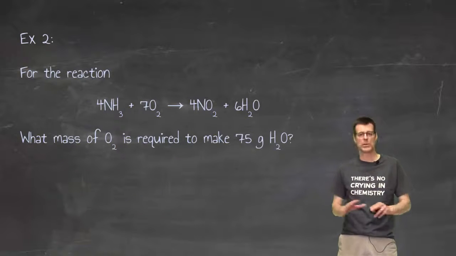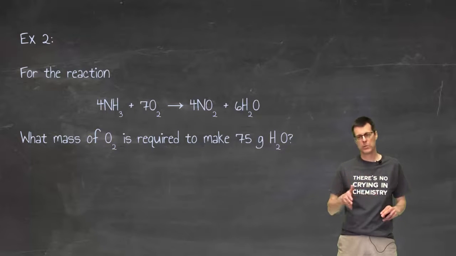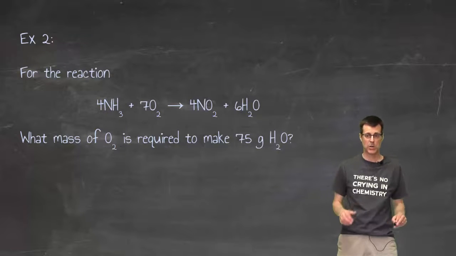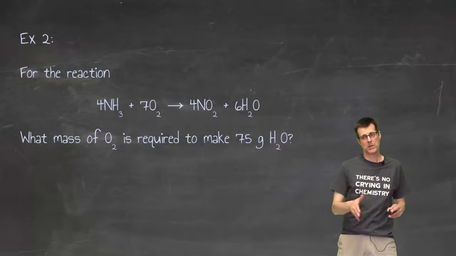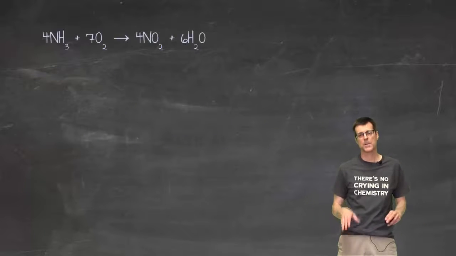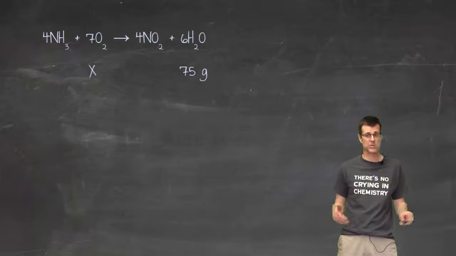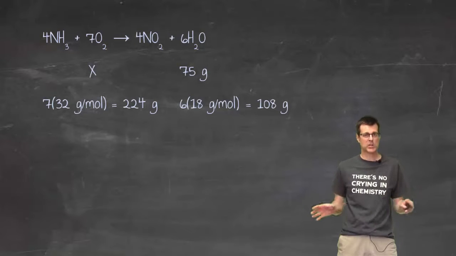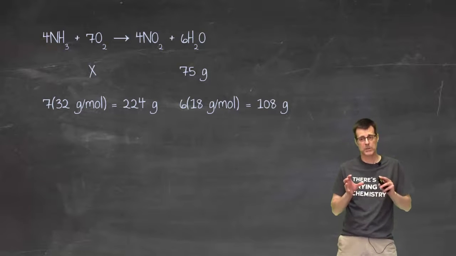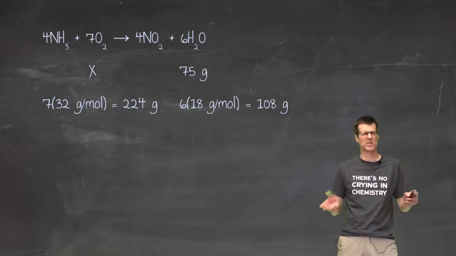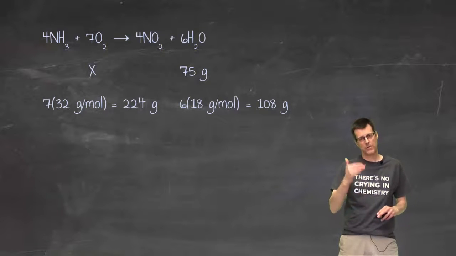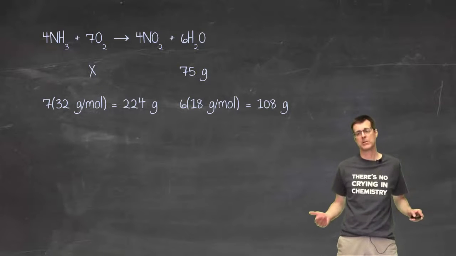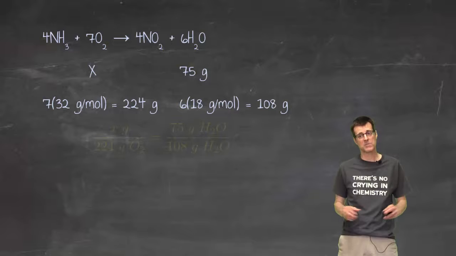If I were to take a different one, just to look at something different, here I've got 4 ammonias and 7 oxygens, making 4 nitrogen dioxides and 6 waters. All I really care about here is the oxygen and the water, so I can ignore everything else. So I take the reaction that I have. I'm looking for oxygen, I have water. I turn my balanced chemical reaction into masses instead of molar amounts. So oxygen has a molar mass of 32, water has a molar mass of 18, multiply those by the balancing coefficients, and now I've got that reaction written in terms of masses.